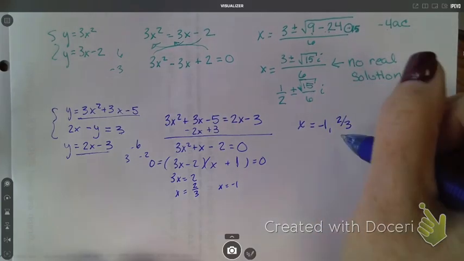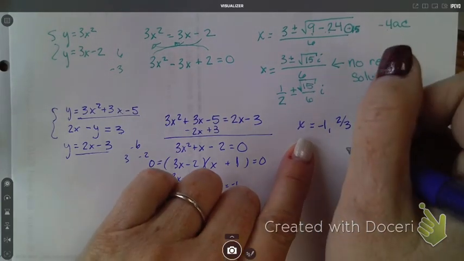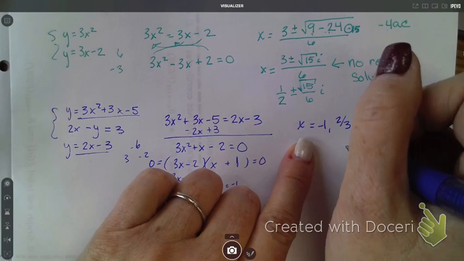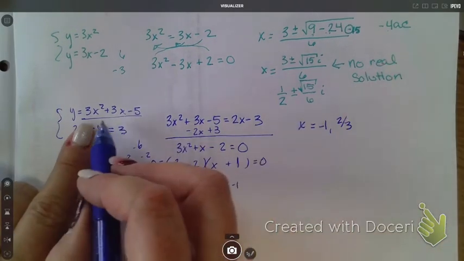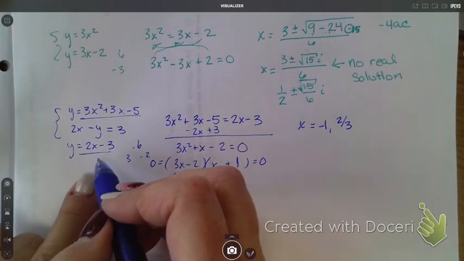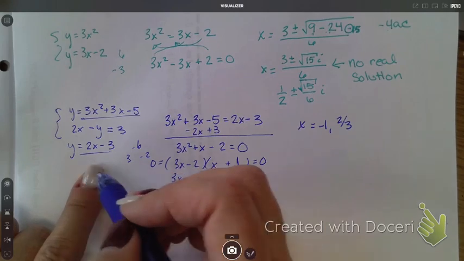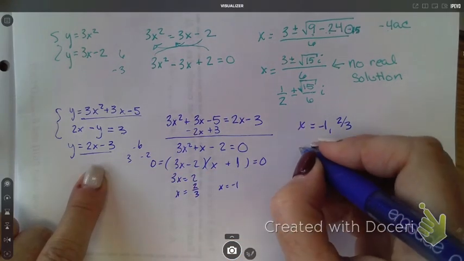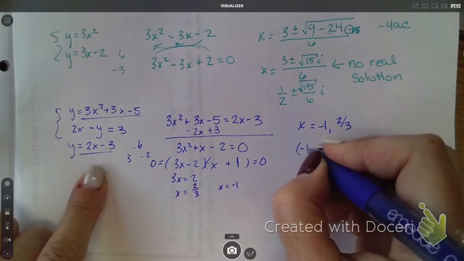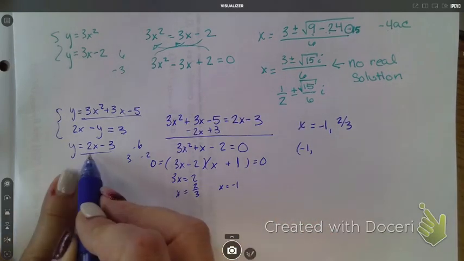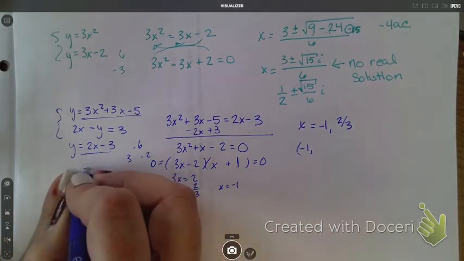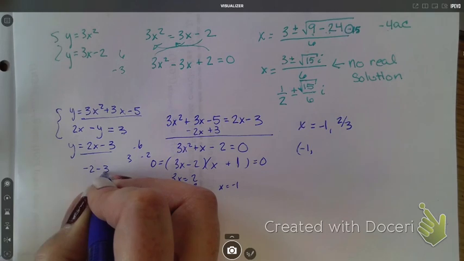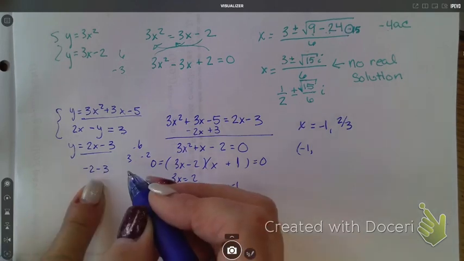But I have x's now. I need to find the what? The y's. Now, do you want to plug them in the quadratic or the linear? The linear. In the linear. Duh, right? Okay, so I'm going to put negative 1. When I plug negative 1 in here, I get what? Negative 2 minus 3. So that's negative 5.